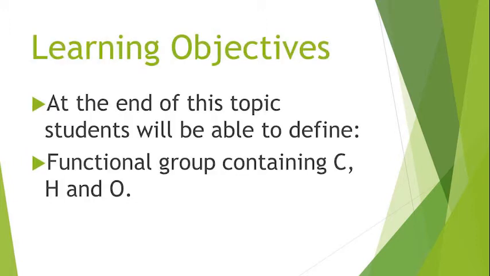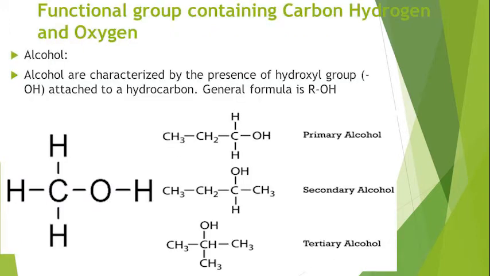Learning objectives. At the end of this topic, students will be able to define functional group containing carbon, hydrogen and oxygen. Functional group containing carbon, hydrogen and oxygen. Dear students, alcohols are characterized by the presence of hydroxyl group attached to a hydrocarbon. Its general formula is ROH, where R is showing alkyl group and OH is hydroxyl group.